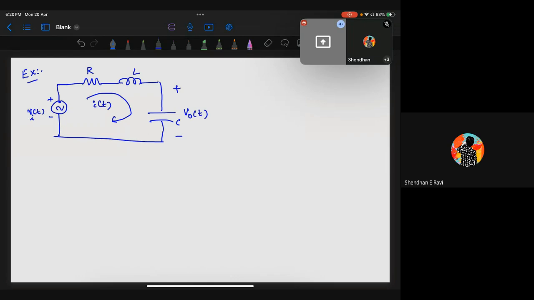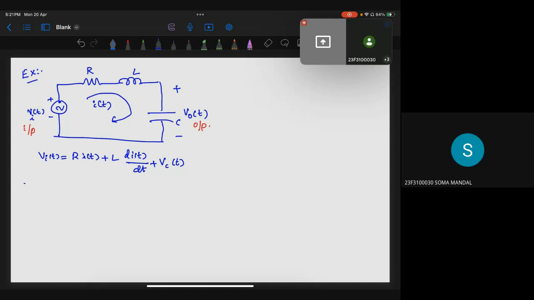Let's say this is the input. I'm applying the input voltage, and this is the output I'm interested in. Now, what is the KVL equation? Can anyone tell me? The KVL equation is Vi of t equal to R I of t plus L di of t by dt plus Vc of t. Am I correct?